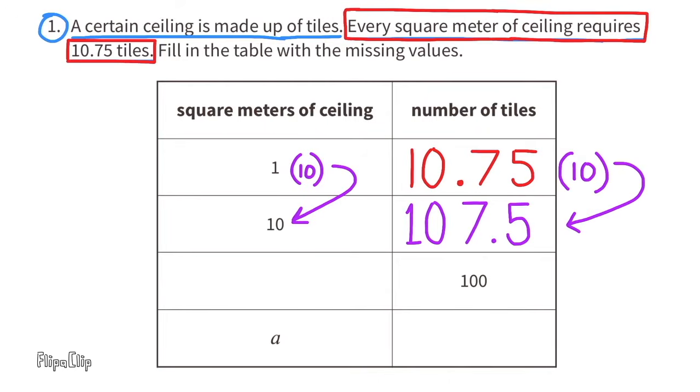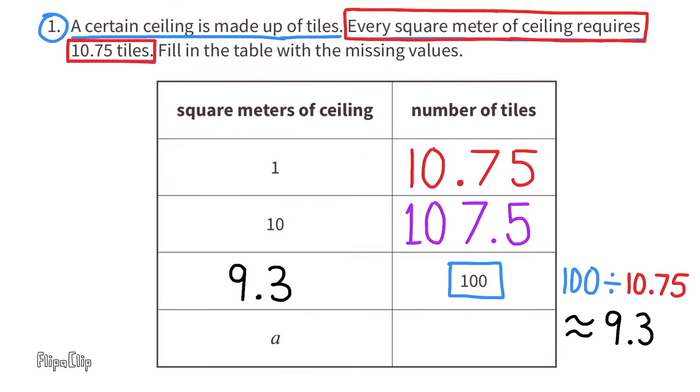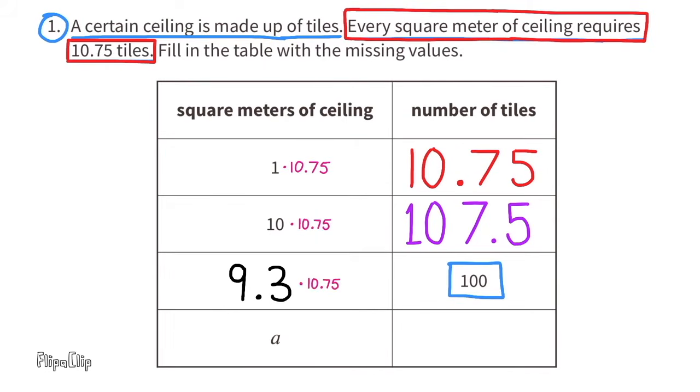107.5 ceiling tiles. To find out how many square meters of ceiling would hold 100 tiles, we need to divide 100 by 10 75/100, and that's approximately 9.3, or 9 3/10. So for 9 3/10 square meters of ceiling, it would take approximately 100 ceiling tiles. Since the constant of proportionality is the square meters of ceiling times 10 75/100, then A times 10 75/100 would equal the number of tiles needed for A, the unknown square meters of ceiling.